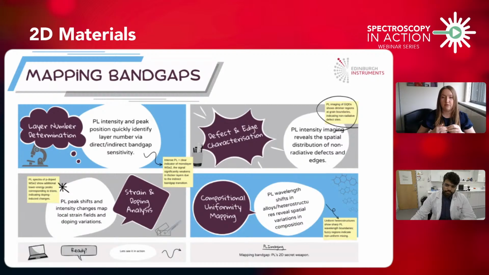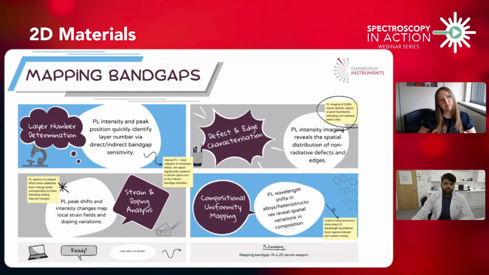We can also use this for looking at strain. This is useful for mechanical strain because it will modify, again, the electronic band structure of your 2D sample, and this shifts the PL emission energy. So PL can be used to visualize these strain fields, and these can be induced by many things. One is that your samples will be really sensitive to the substrate they've been grown on, or it can just be intrinsic material stress.